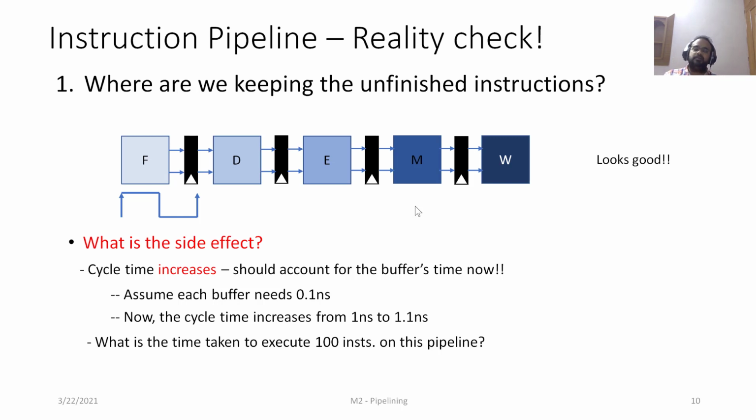But if you want to look at the absolute time, earlier 100 instructions were taking 104 nanoseconds, but now if we look at the actual time, the first instruction would be out after 5.4 or 5.5 nanoseconds, and later on every instruction would come out after 1.1 nanosecond, right? Now if you look at the speed up, earlier it was 500 upon 104, but now that 104 would be increasing. What that implies is the speed up will reduce. It will no longer be 5, the ideal pipeline speed up.